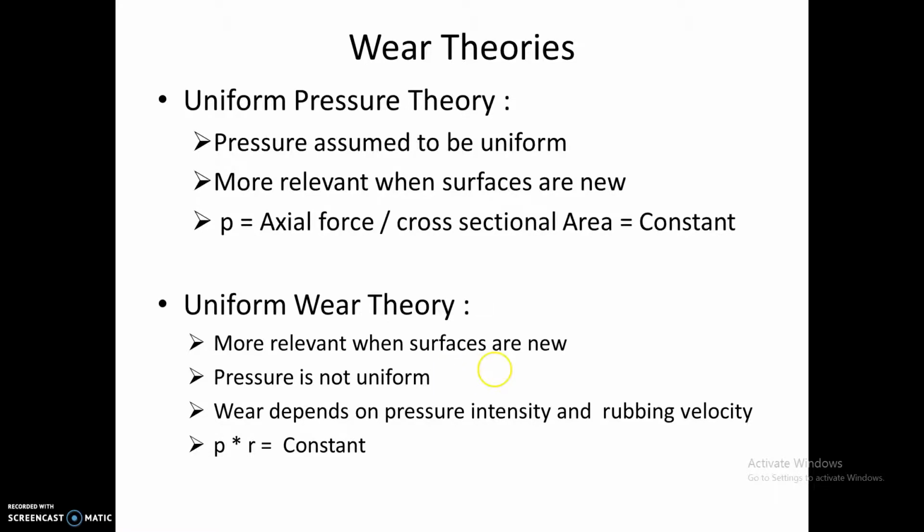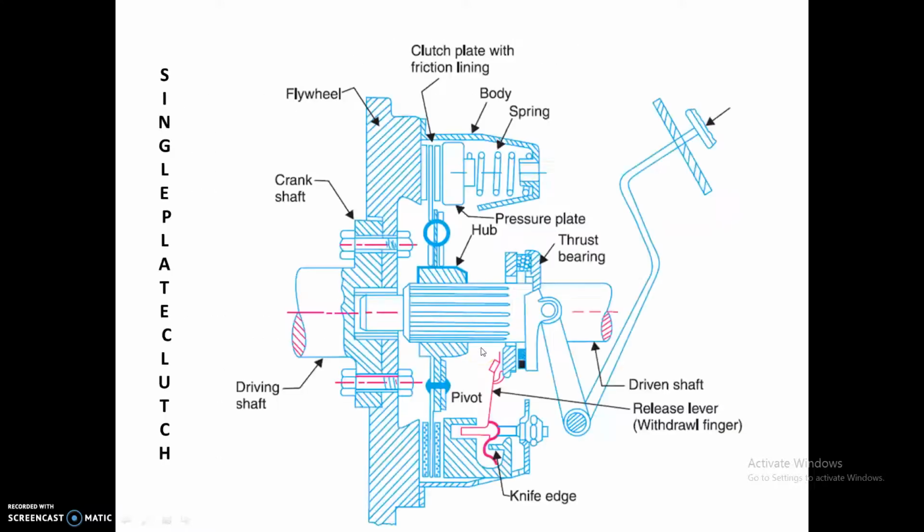So these are the two theories you remember: uniform pressure theory, where P, the intensity of pressure, is constant, and uniform wear theory, where PR, the product of intensity of pressure and radius of rotation, is constant. Use uniform pressure theory when the clutch plates and bearings are new, and use uniform wear theory when clutch plates have become old after some time of work.